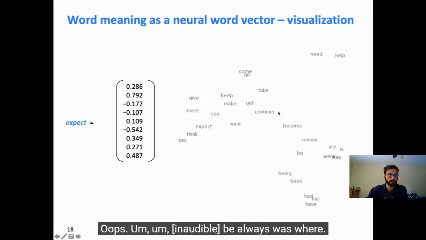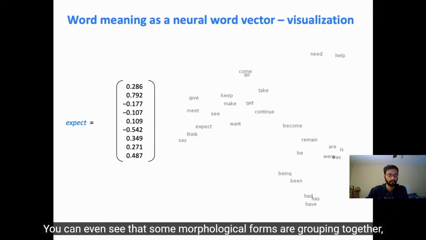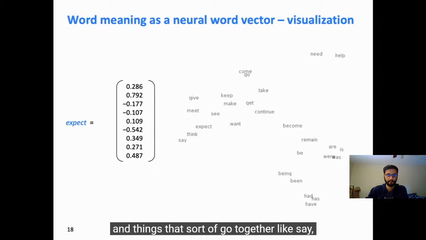Remain, be, are, is, was, were. You can even see the morphological forms grouping together, and things that go together like say, think, expect, which take those kinds of complements, he said or thought something, they group together.